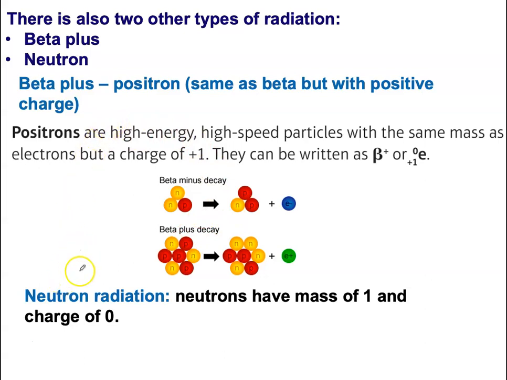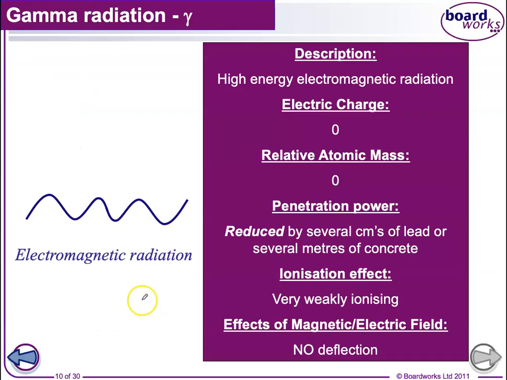The fourth type of radiation is neutron radiation. So neutron radiation is when radiation comes out of the nucleus, and neutrons have a mass of 1 and a charge of 0, and this is covered in more detail when you study physics on its own. Lastly, gamma. Gamma is a wave. So please remember, gamma is a wave. Gamma has no charge, no mass.